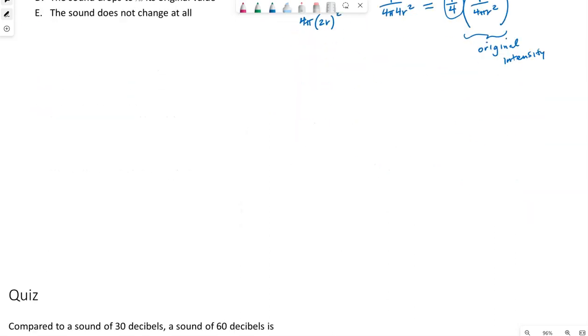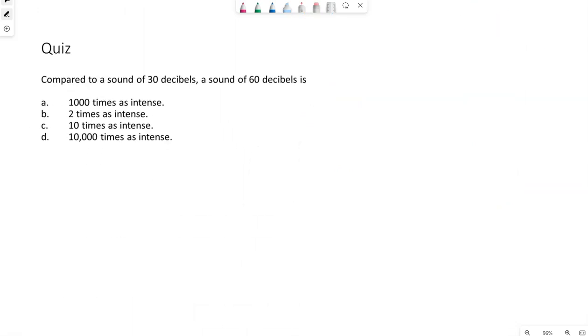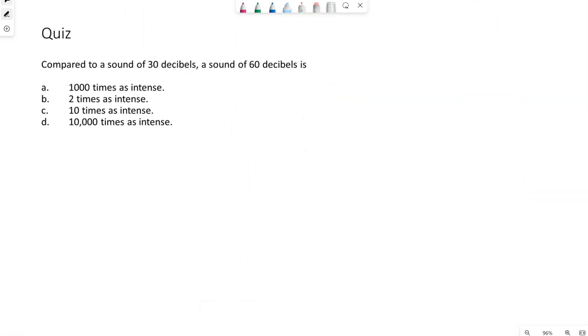I have one more concept question here. What do you think about this one? The correct answer here is A. So 30 decibels is a sound intensity level. 60 decibels also is a sound intensity level. We can easily compare them by just looking at the equation.